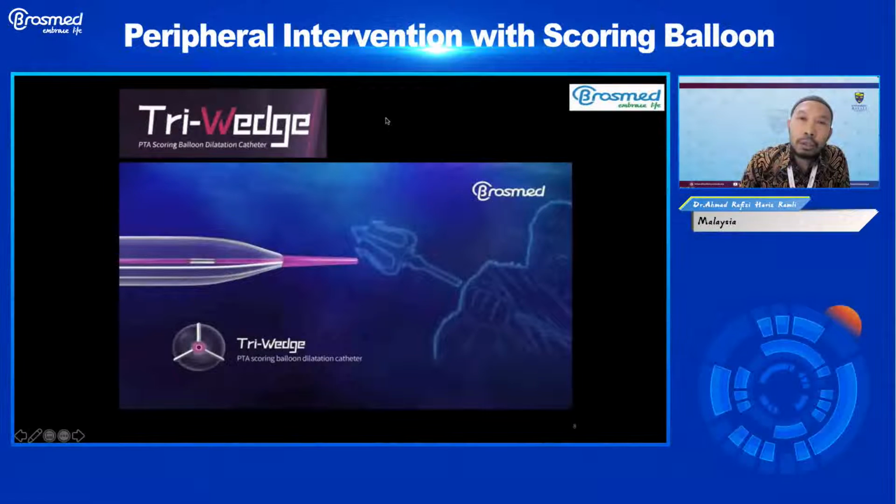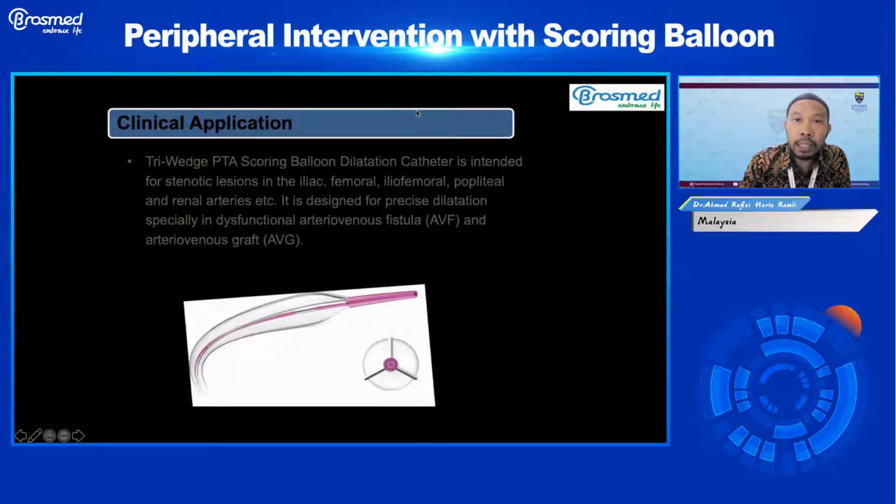Okay, so this talk is about tri-wedge. Tri-wedge is a fairly new scoring balloon. Probably you already know the indication. Basically, this is what the IFU of the tri-wedge says. It can be used for stenotic lesions in the iliac, femoral, iliofemoral, and also popliteal, and even the renal artery, which I haven't actually used yet. Bear in mind that it's not recommended for the tibial vessels because of the size issue.